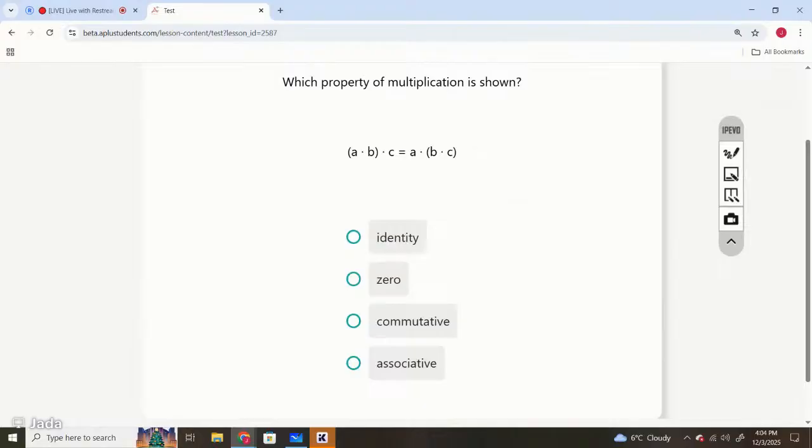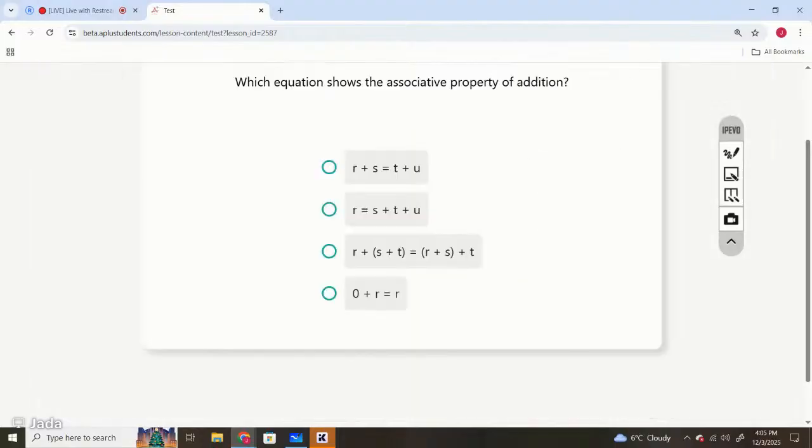Which property of multiplication is shown? A times B times C is equal to A times B times C. So that is again the associative property of multiplication. Option number 4 is the correct option.